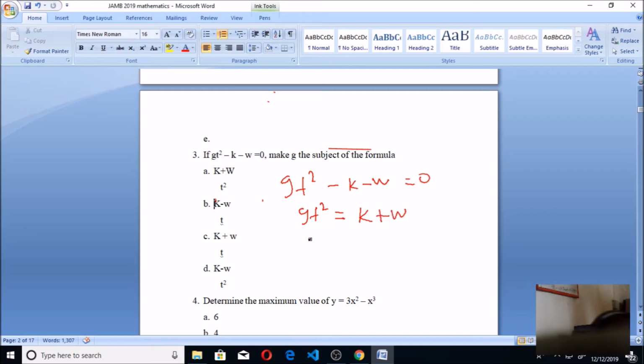But we want to make g the subject, so you divide through by t². If you divide this one by t² and divide this one by t², you have only g equal to k plus w all over t². That is your answer, and that is what we have as option A. So option A is k plus w all over t².